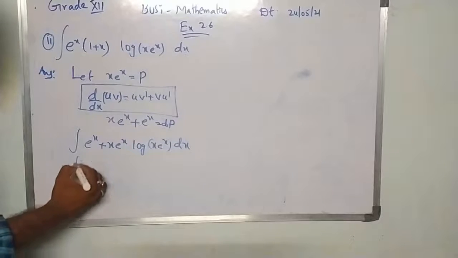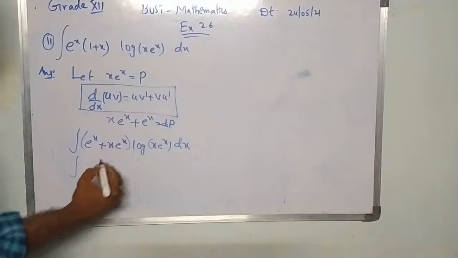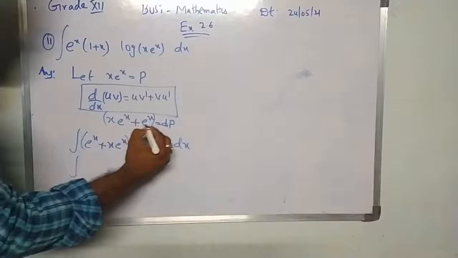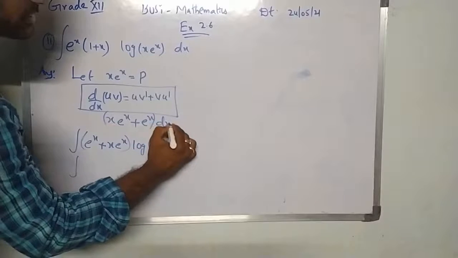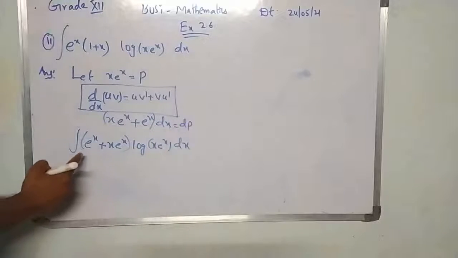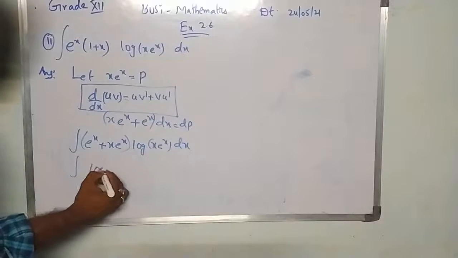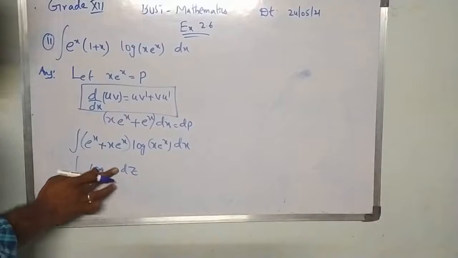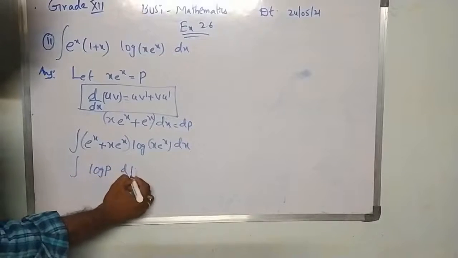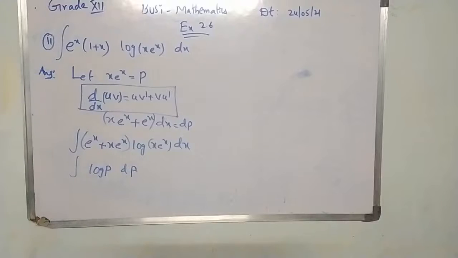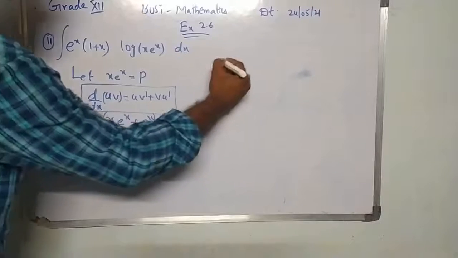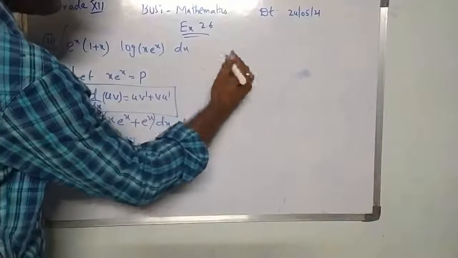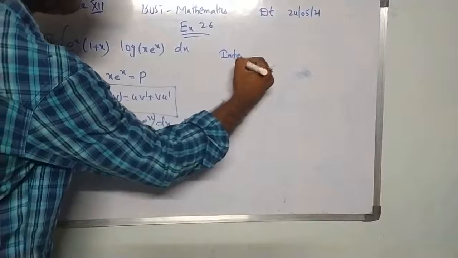Now let me replace. Overall, in place of this I can replace it as x e power x plus e power x into dx is equal to dp. So this can be written as integral log p dp. The integral of log p means we have to apply integration by parts.